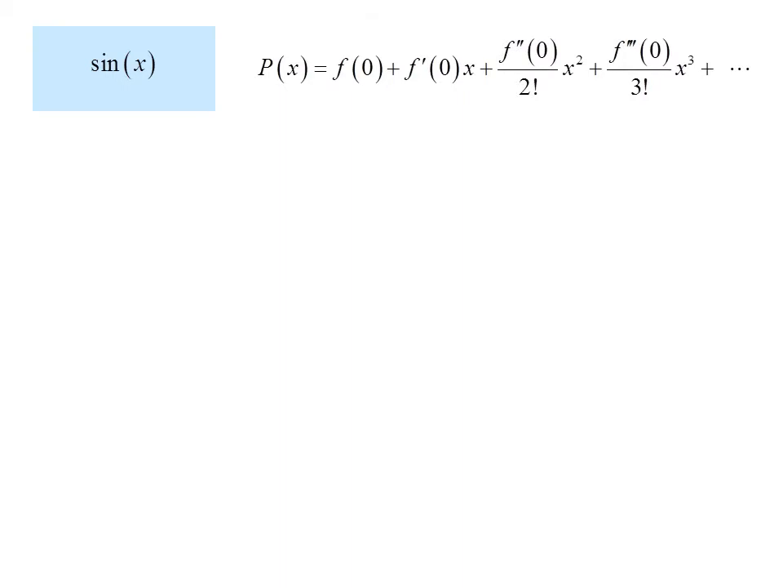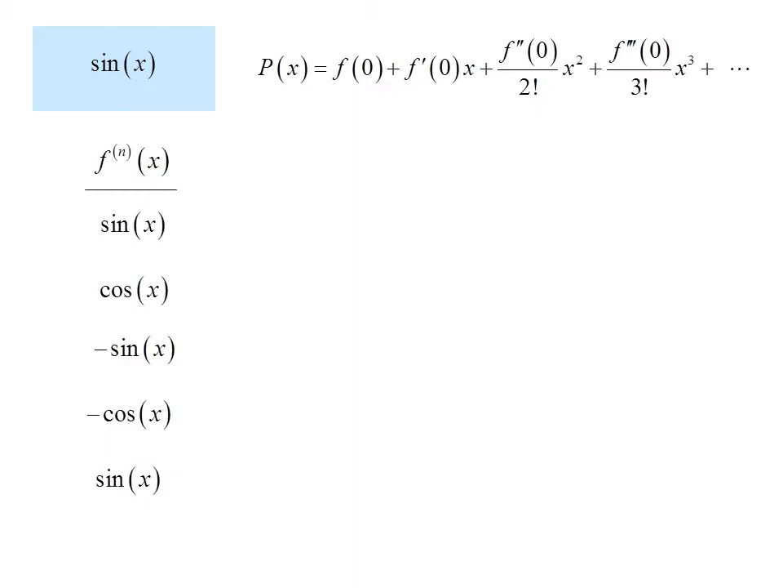For sin x, we repeat the process. We have sin x, cosine x, negative sin x, negative cosine x, and sin x. Evaluating for x equals 0, we get 0, 1, 0, negative 1, 0.